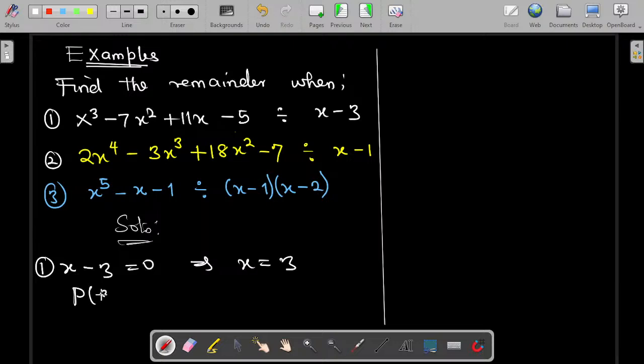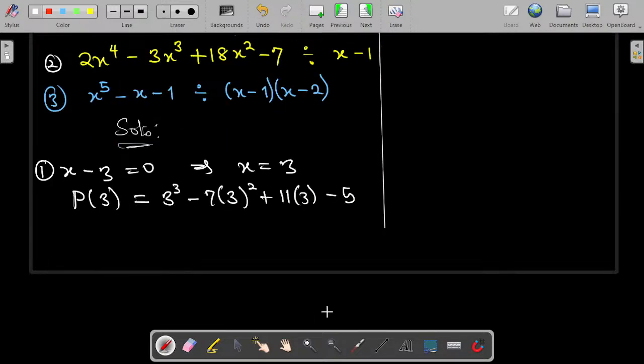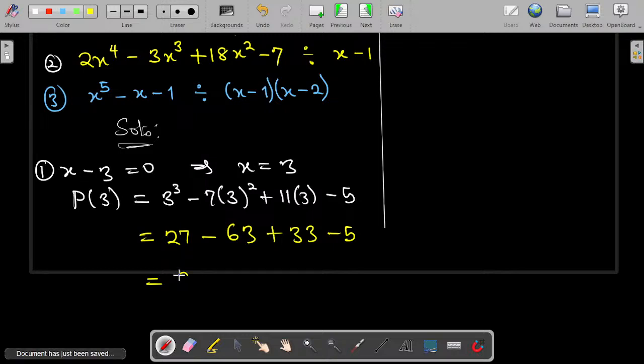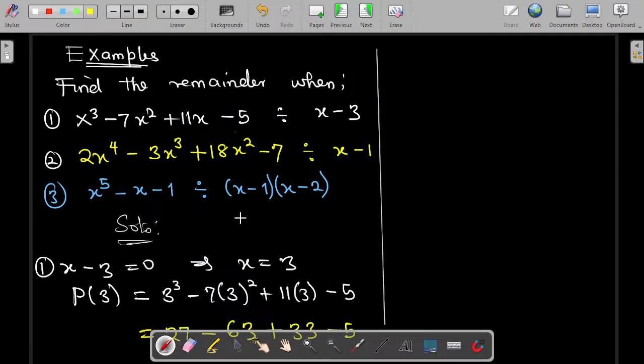So my p of 3 is going to be equal to 3 raised to power 3, which is 27. And we can do this one first: minus 63 plus 33 will give us minus 30. So this will be 27 minus 30, then minus 5. And finally, this will be minus 3 minus 5, which is equal to minus 8. So minus 8 is the remainder for the division in example 1.